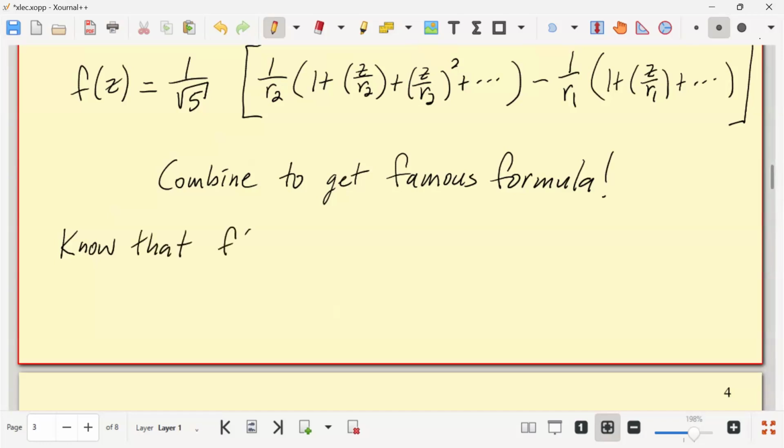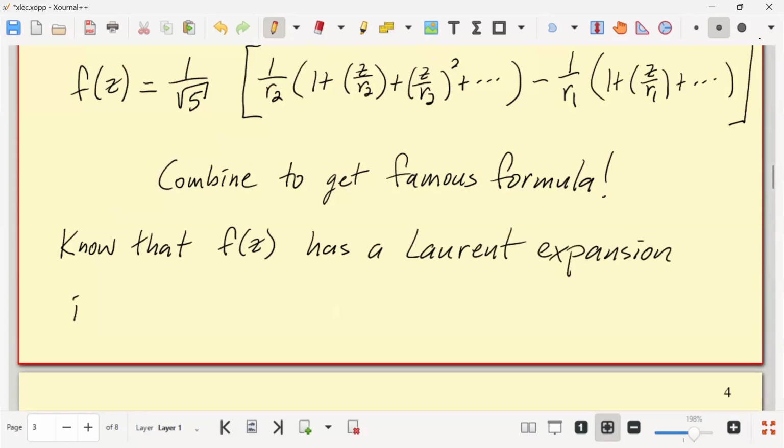And interesting, we know that f of z has a Laurent expansion in the annulus, in the annular region. Let's see, that would be the annulus where the radius goes from R1 to absolute R2. R2 was negative. And here's how we can find that using just the geometric series facts we have.